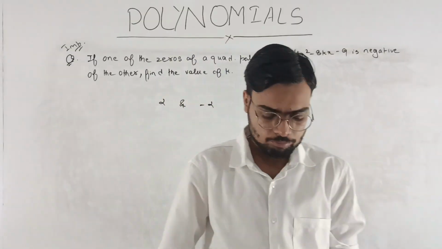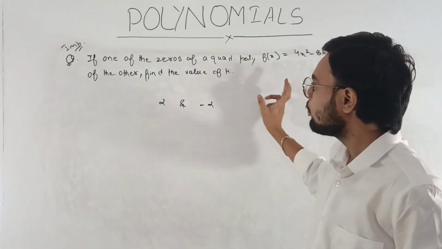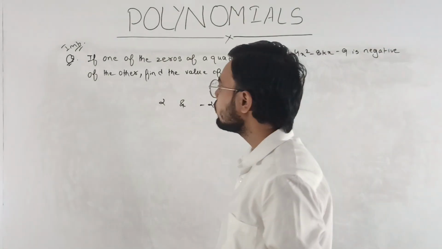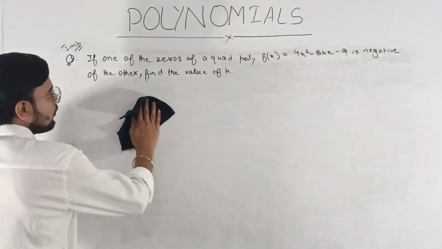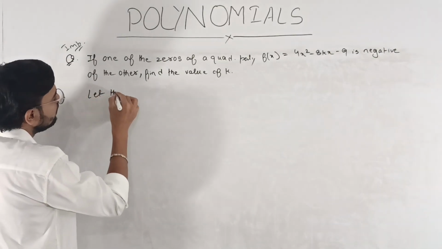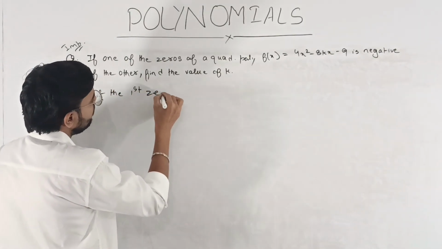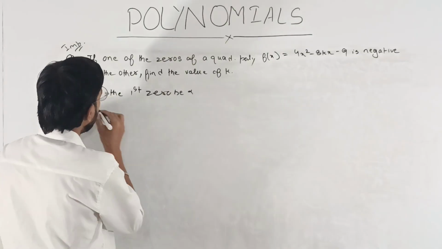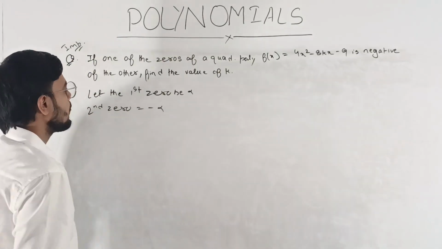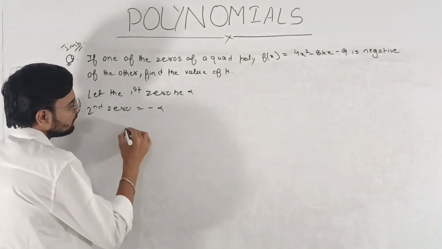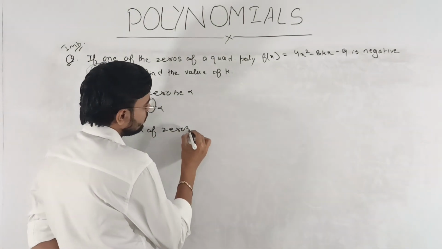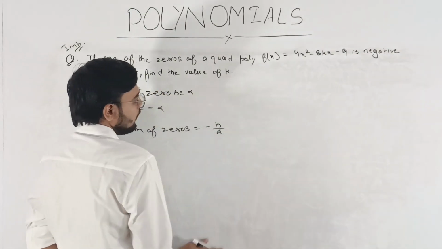Whenever you see alpha, beta and a polynomial, then what do we do? We first find the sum of roots and product of roots, then we do our next step. Now for this, let the first zero be alpha, then the second zero is minus alpha. Now first we have to find the sum of zeros. Sum of zeros is equal to -b/a.